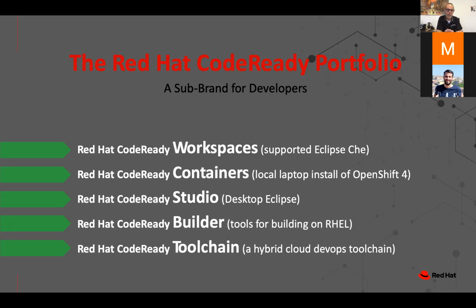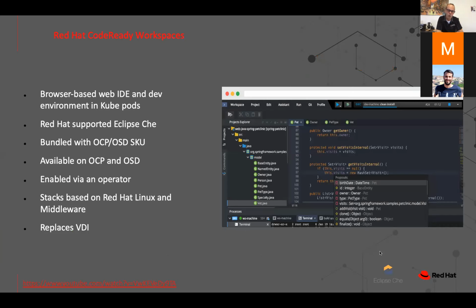But also, it provides things like CodeReady Containers, which is a local install of OpenShift 4. And that's really, really handy. So useful, and so many people use that. Then you've got the fuller version of Workspaces called Studio. And then we have the Builder, which is all of the tools required for building onto RHEL. And then finally, Toolchain. Toolchain is something that's been around already, but now it's fully supported in the OpenShift family. So we're going to be coming to this.